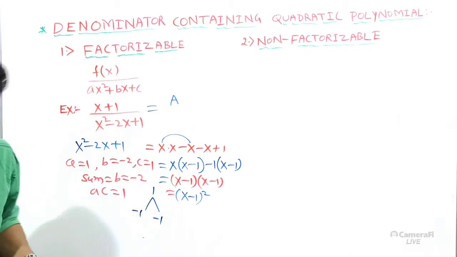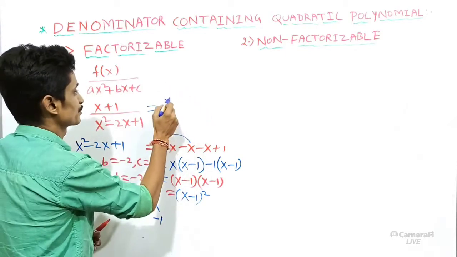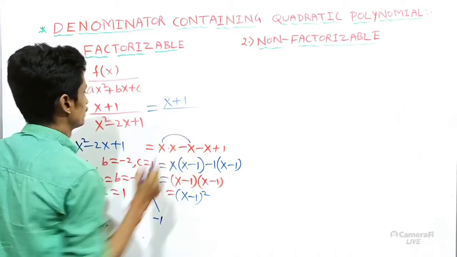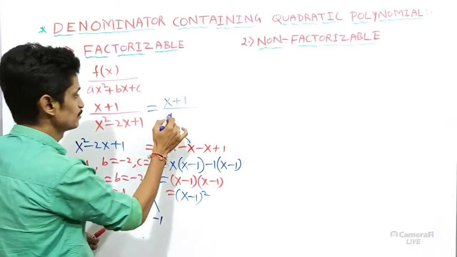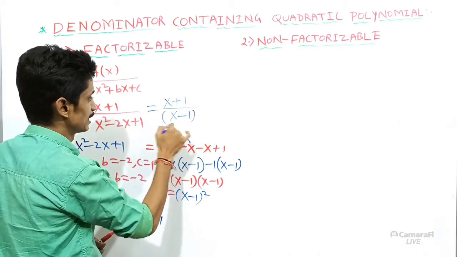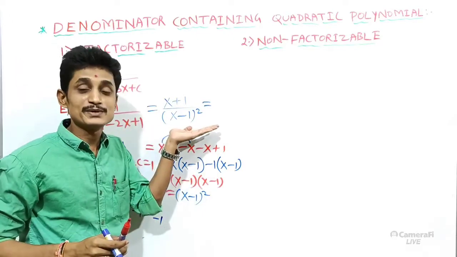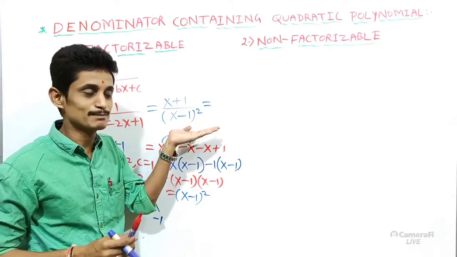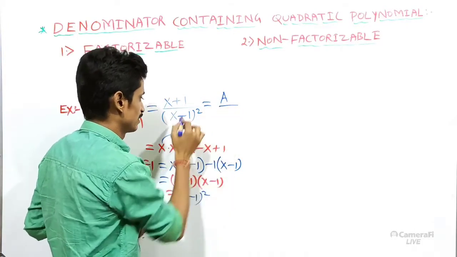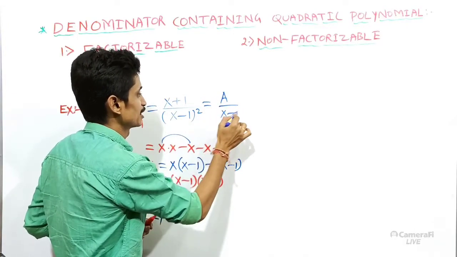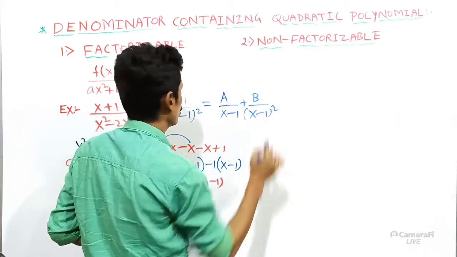First we write as it is x plus 1 divided by x square minus 2x plus 1, in factors form, that is (x minus 1) whole square. How to split when we have repeated factors? It's very simple. First we write a upon x minus 1 plus b divided by (x minus 1) whole square.